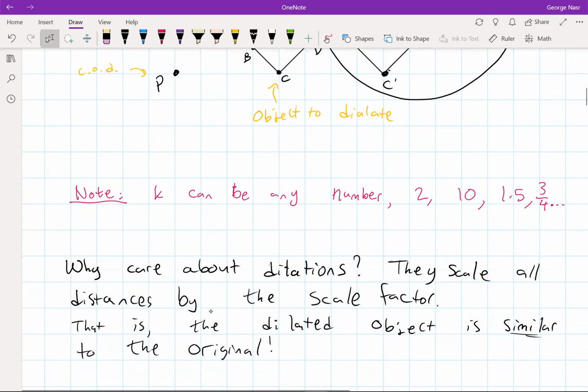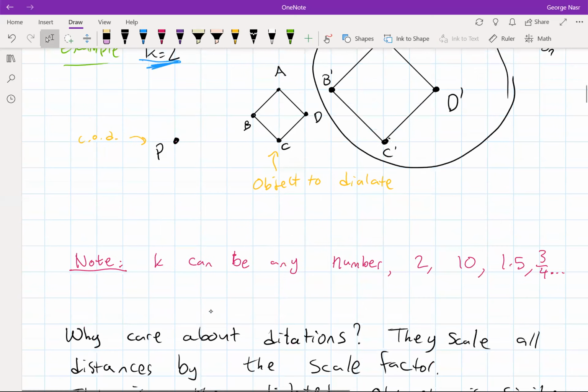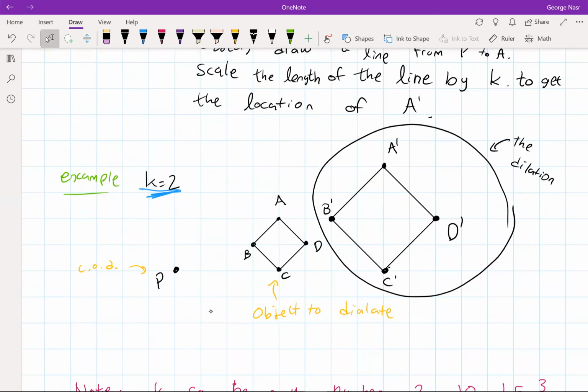It works out that they scale the distances in your picture by your scale factor. That is, the dilated object has to be similar to the original one. And you can see that visually, right? In my dilated object versus the object I wanted to dilate, we can see that the objects are the same shape and they're just different sizes. You can also see how the distances are.